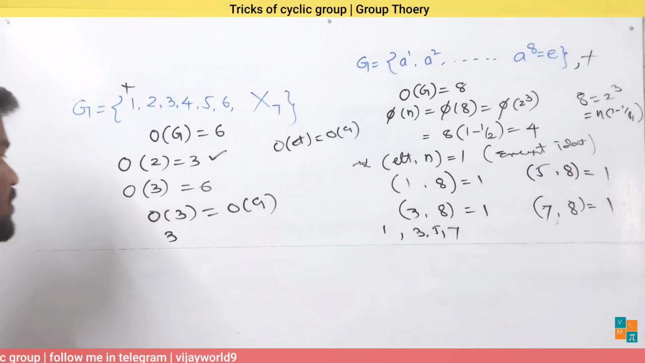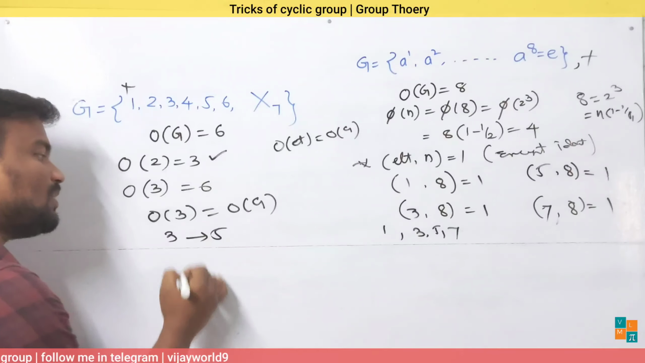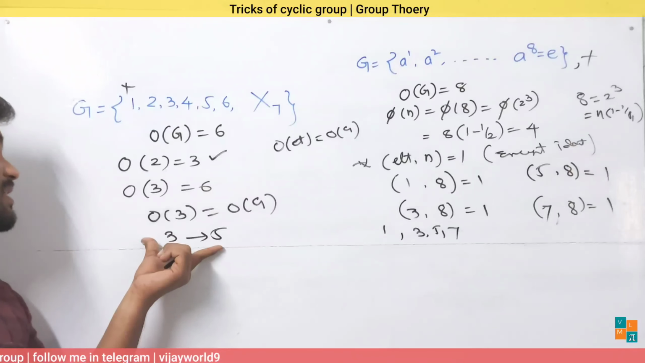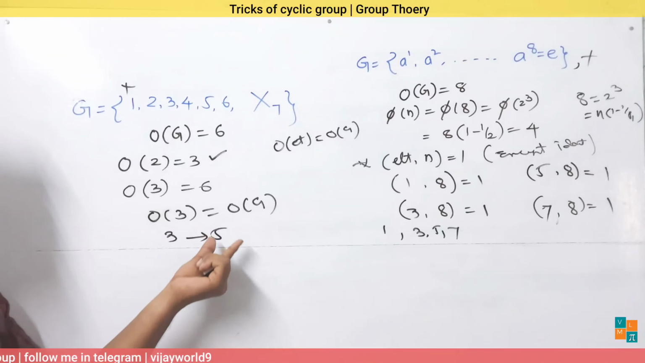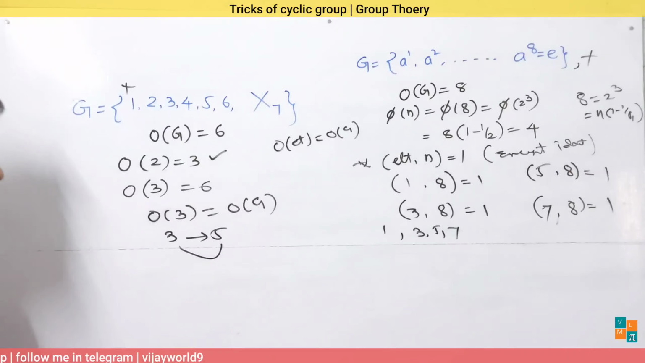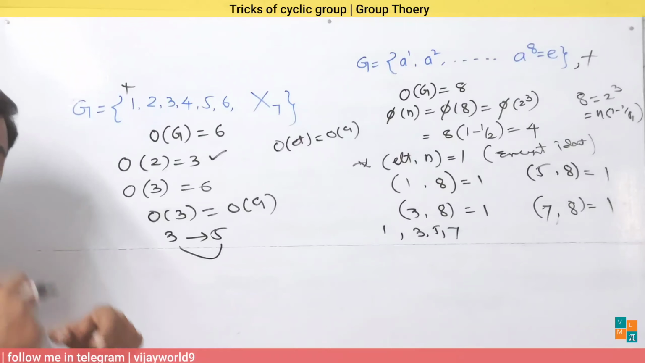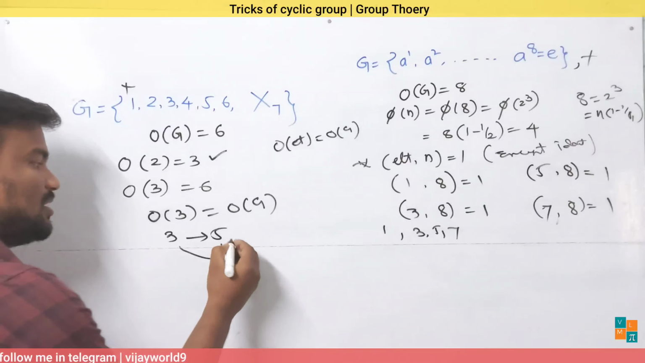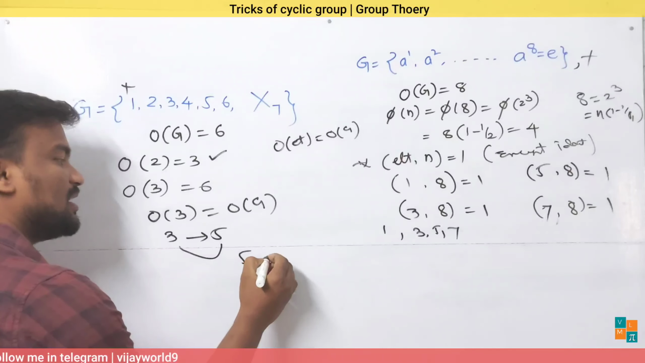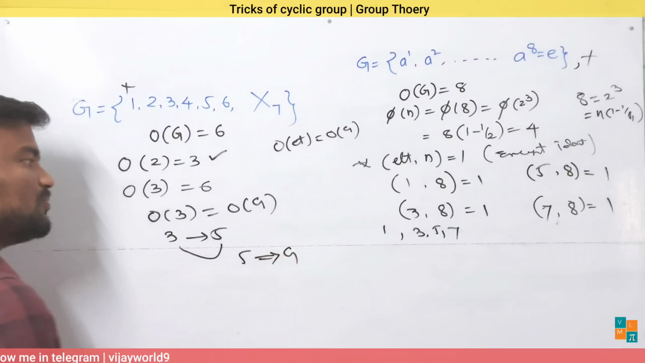In this group 5 is the inverse element of 3. If 3 is a generator, the inverse element is also a generator. Here 5 is also a generator of the cyclic group G.